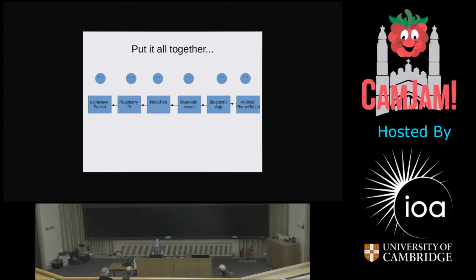Put it all together. This is how it should be. We should have the Android phone or tablet here, talking on the Bluetooth app, going on to the Bluetooth server, then going on to NodeRED, which talks to the Raspberry Pi, and then the Raspberry Pi broadcasts over the radio to the Lightwave socket. But my dad there is now going to come up and explain that his part is going wrong, the Bluetooth server. That bit didn't work. But I think it's important to him, so he's doing it.